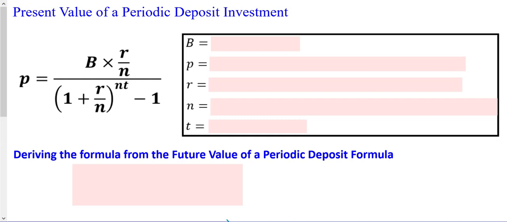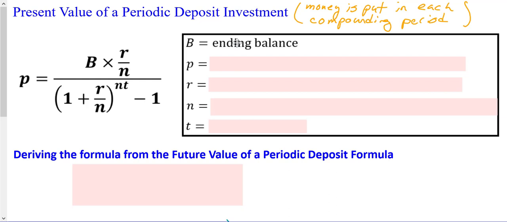For Unit 2, Lesson Set 8. The second video is going to teach you about the present value of a periodic deposit investment. And remember, when we're talking about a periodic deposit, that means money is put in each compounding period. So you're increasing your principal base throughout the time frame of your investment.